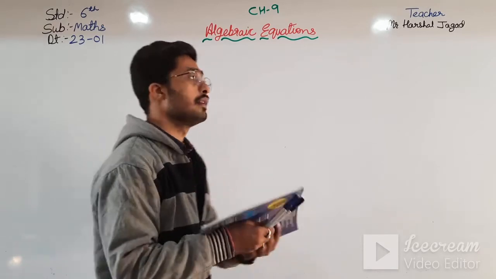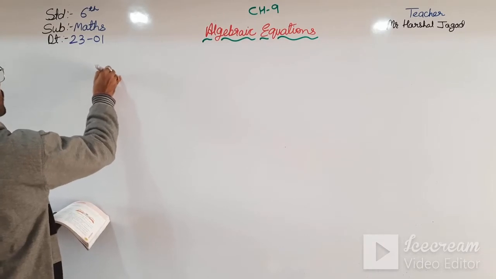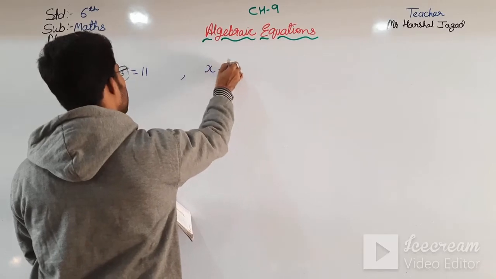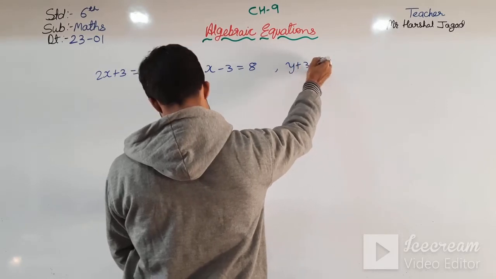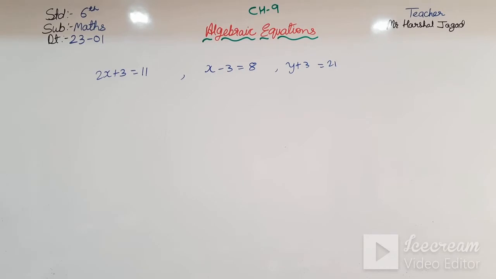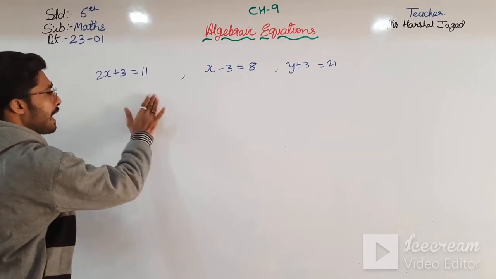Here I am just writing 2x plus 3 is equal to 11, x minus 3 is equal to 8, y plus 3 is equal to 21. Okay, these are three equations. In that you can see that both sides are equal to each other, meaning LHS is equal to RHS.